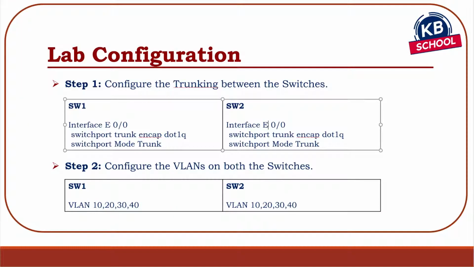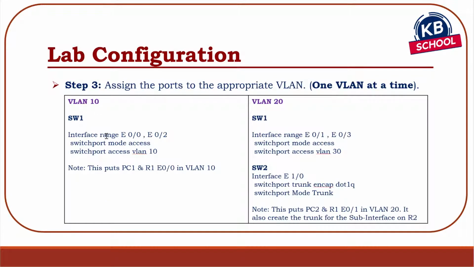First 2 steps, very simple. Now this is the long step. This is the step where I will assign different ports to different VLANs, one VLAN at a time. Very, very important. This is the key to it. This is where a lot of people lose it because they try to do too many things at the same time. All right. So what are the 2 different ports in VLAN 10?